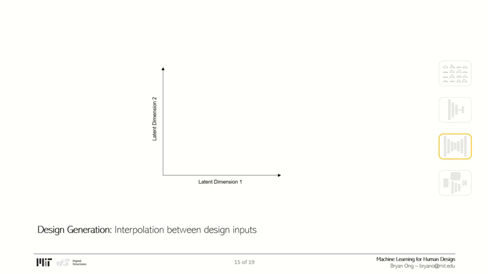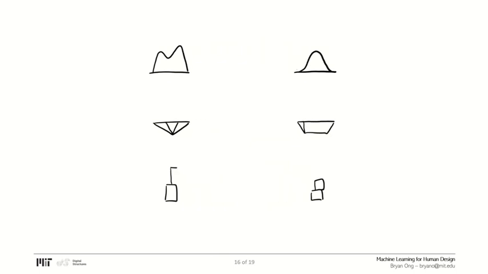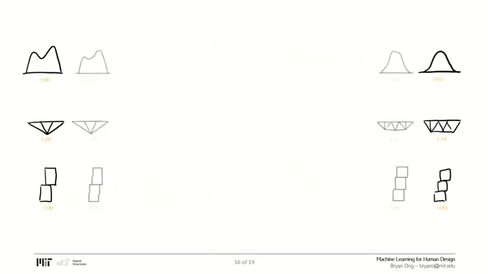Having the latent space developed, we can also perform interpolations between multiple design inputs. For example, we have two initial design inputs in a two-dimensional latent space. We can traverse through the space between the two points and find designs that are located between the two inputs via a process called interpolation. Following this process, different design inputs can be proposed by the user, and the model is able to produce intermediate designs between the two that contain features of both.